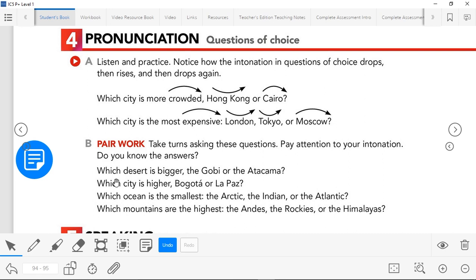Some other examples, like which desert is bigger, the Gobi or the Atacama? Which city is higher, Bogota or La Paz? Which ocean is the smallest? The Arctic, the Indian, or the Atlantic? Which mountains are the highest? The Andes, the Rockies, or the Himalayas? Okay, that is how you do it.